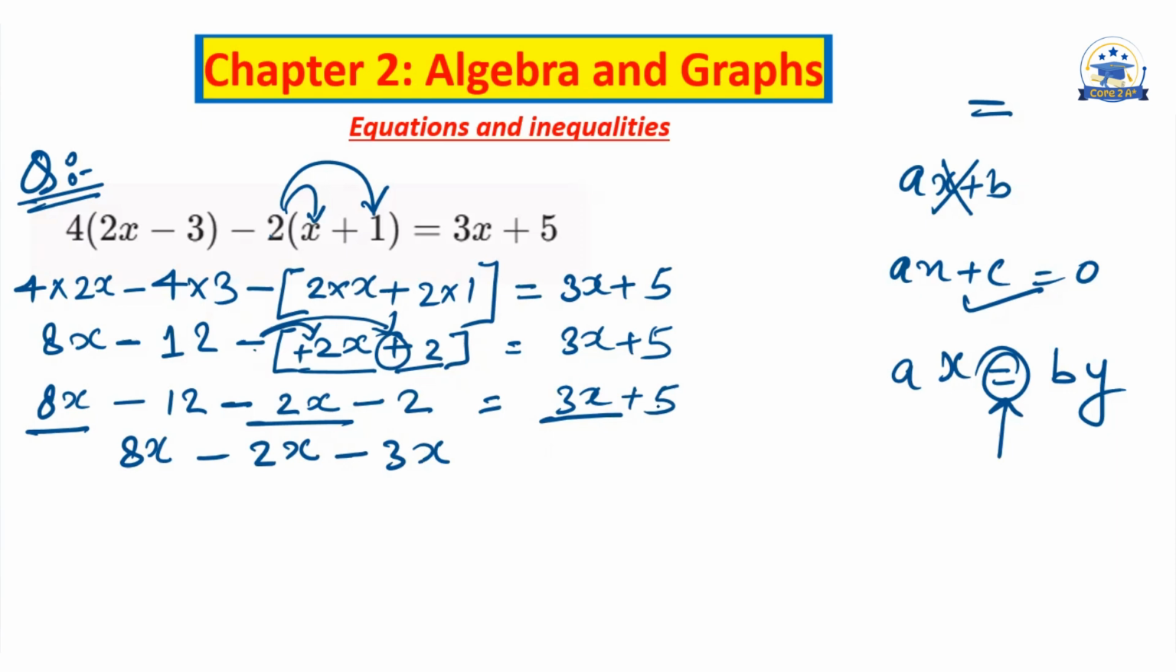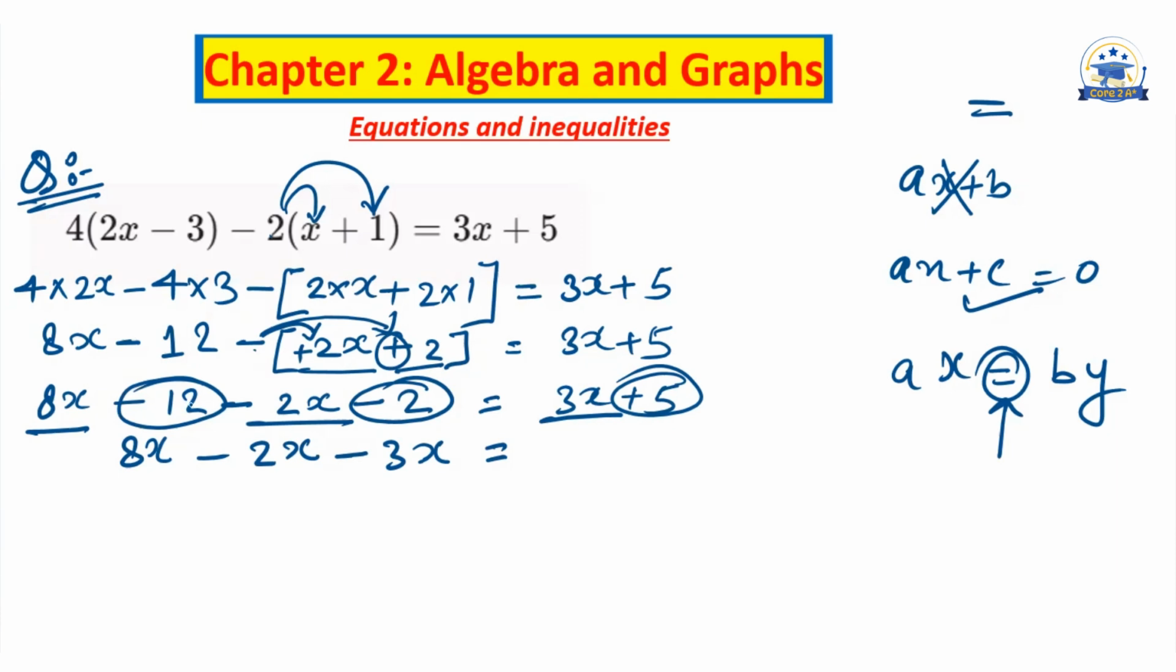When we change any term across the equal sign, we have to change the sign of the term, right? Similarly, what type of terms are there except x? Constant terms, right? Negative 12, negative 2, positive 5. These are constant terms, okay?